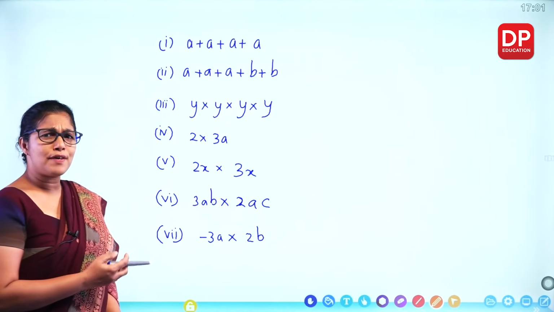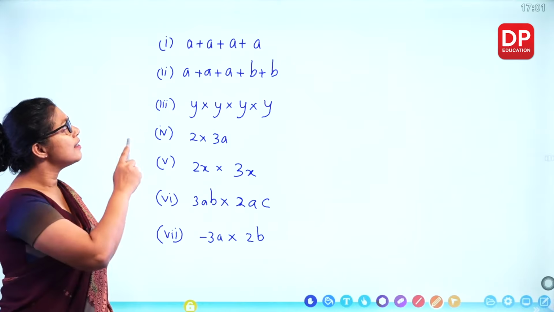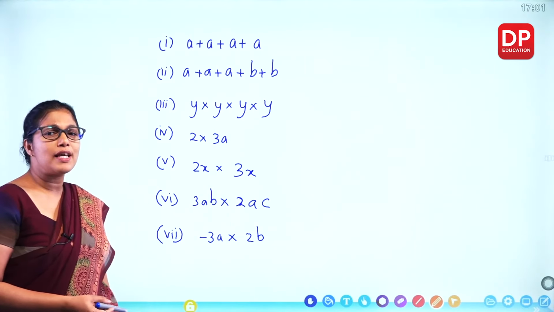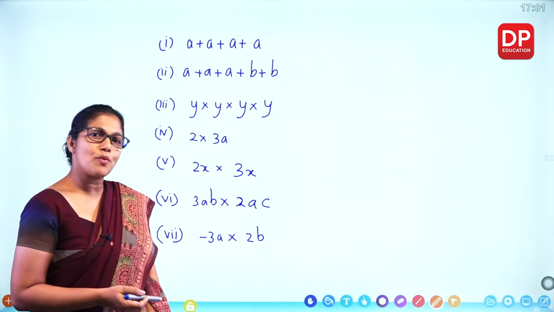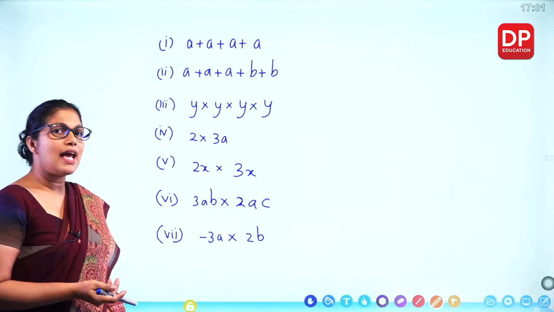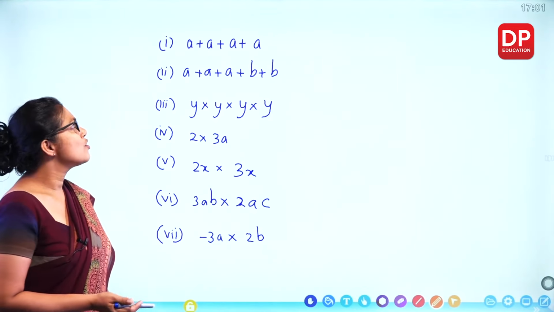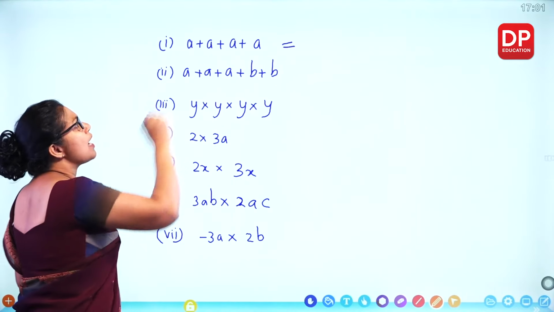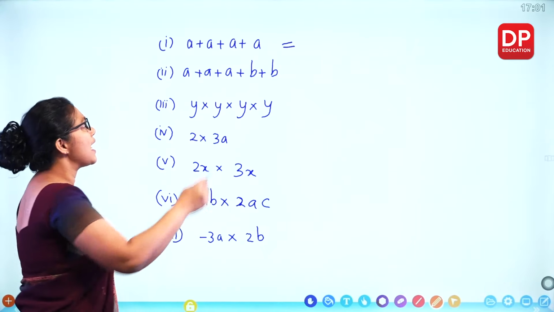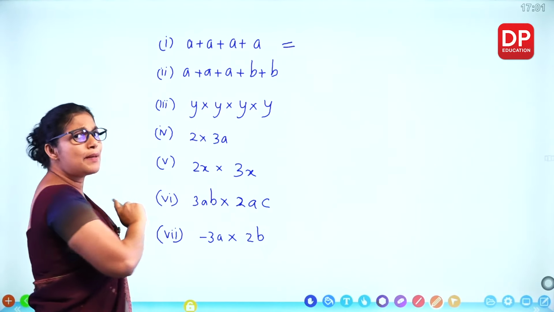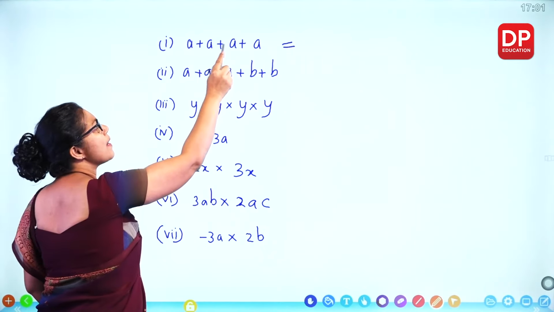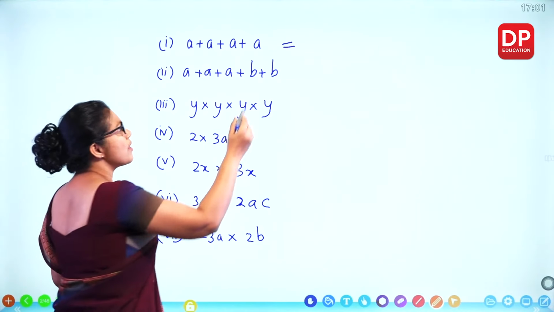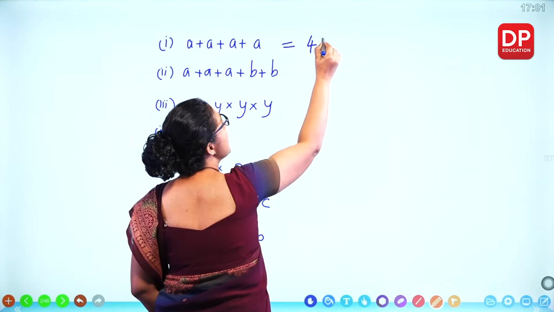In the first part, you get letters addition, so like terms. When you see like terms, what do you do? You can add or subtract. In the first case, you get 4 numbers addition. How can we simplify A plus A plus A plus A? How many times are you getting A? You get 4 times A.